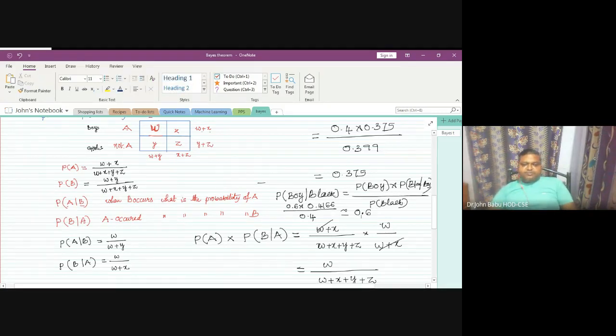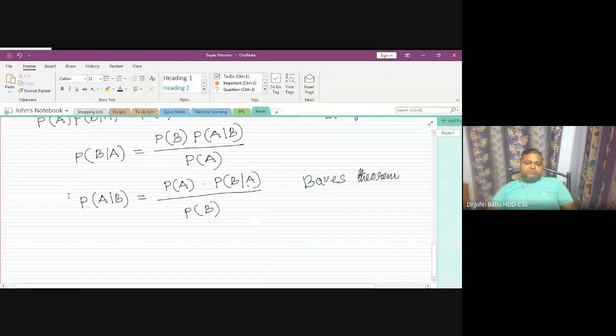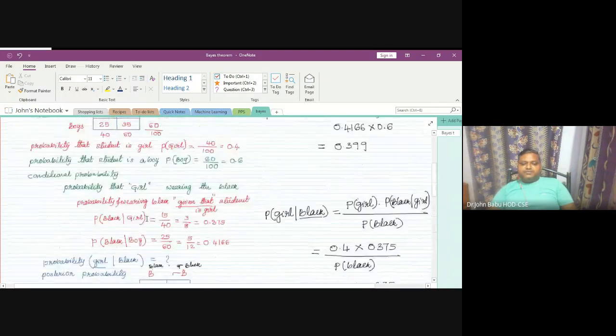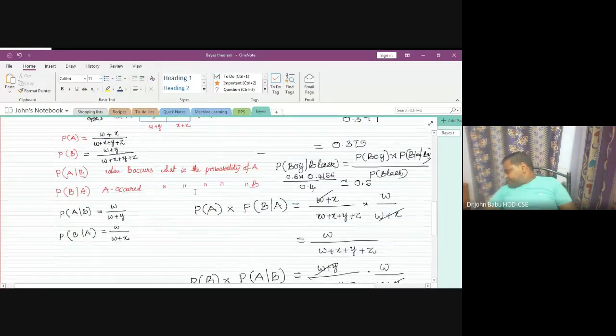So here, forget about the calculation. What you have to remember is this equation. The probability of B given A is probability of B into probability of A given B by probability of A. This is what you have to understand. All the problems will not be very simple like this table, but this is only a simplification.